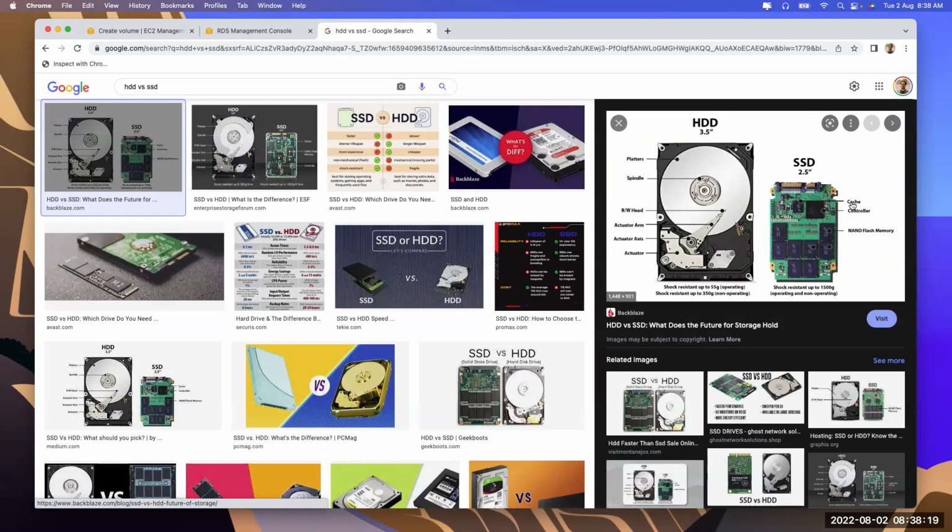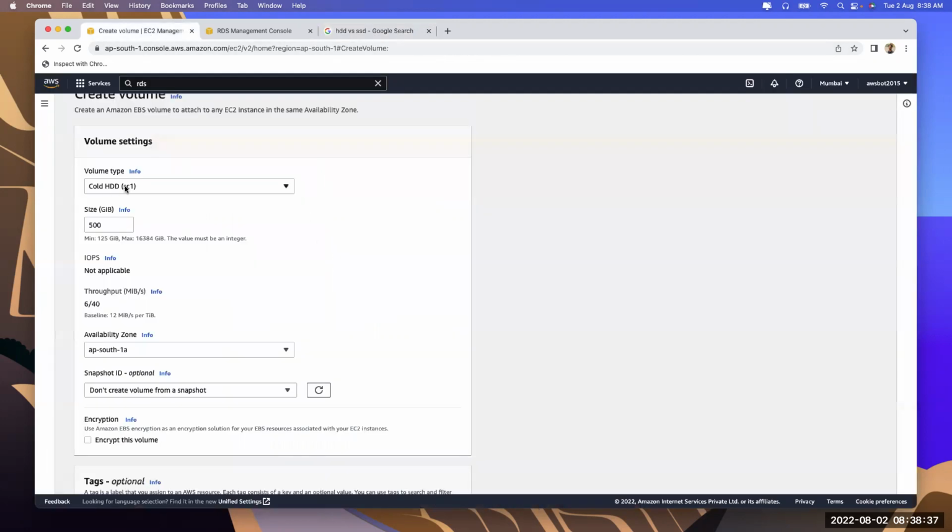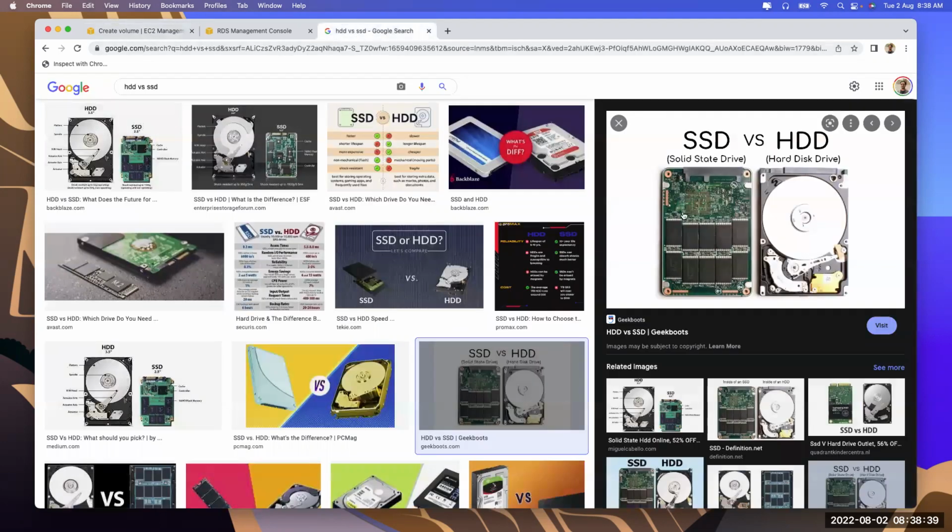as compared to HDD, which are bulky, which are big, which are slow, and which are cheaper also for obvious reasons. So this is what SSDs versus HDD will look like in real life. These are your NAND chips actually, which will store the data. Anyways, going back, this HDD is what we see over here. This HDD over here, these big bulky machines, HDD.